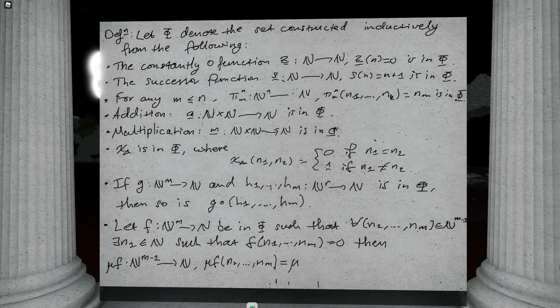I'll simultaneously introduce some notation as well. It's sometimes helpful to refer to that minimal integer as mu n1 dot f of n1, n2 up to nm, which equals the minimal such n1.